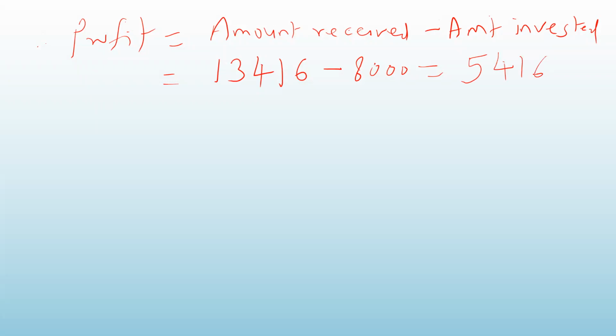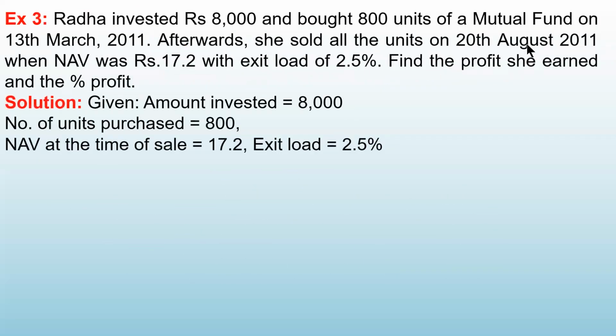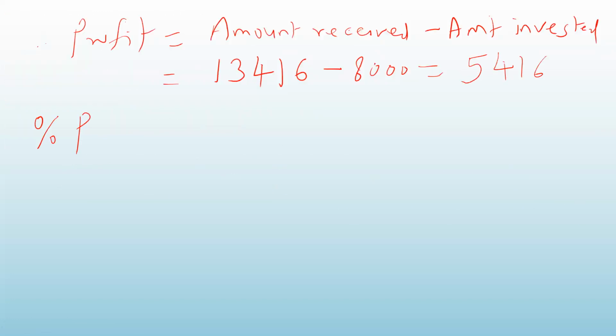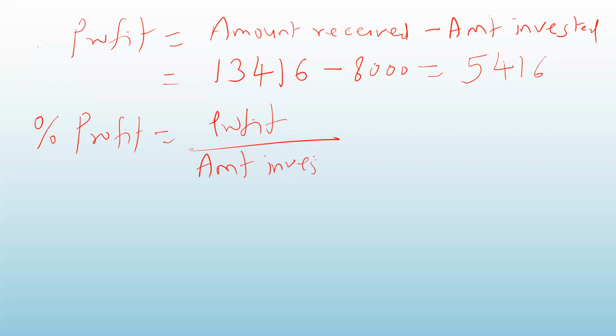Okay. Now you have to find out the percentage profit. This is what is asked: the profit she earned and the percentage profit. Percentage profit is equal to whatever profit she received divided by the amount invested, multiplied by 100. What is the profit? 5,416. And the amount invested is 8,000, into 100.